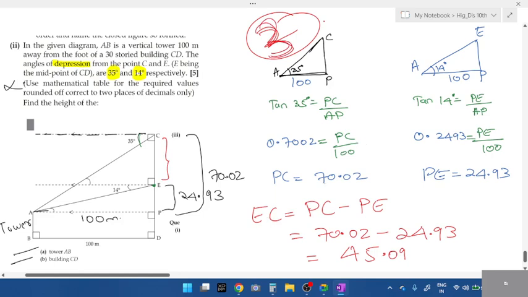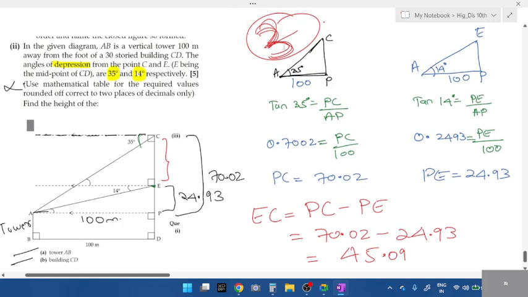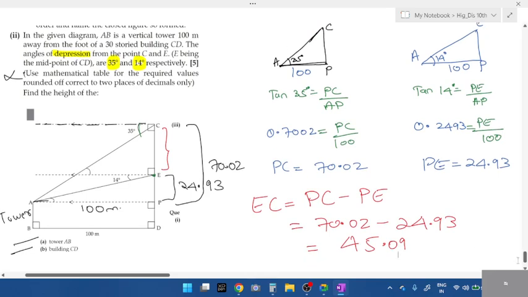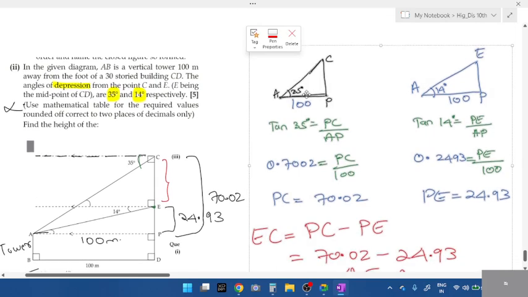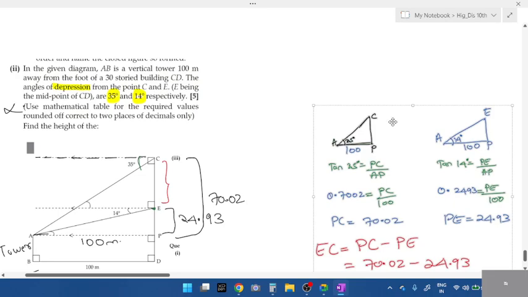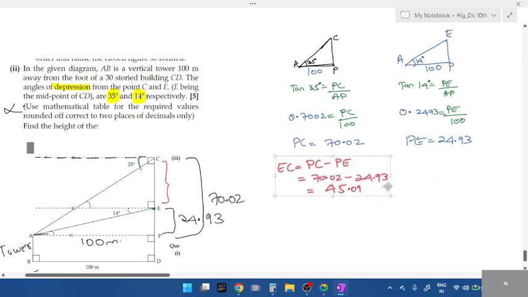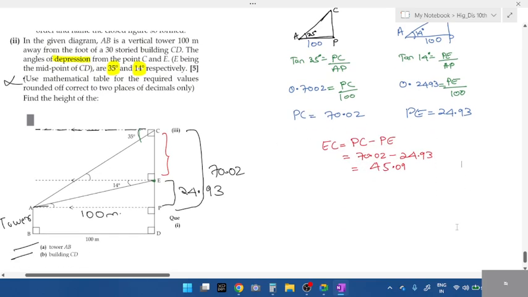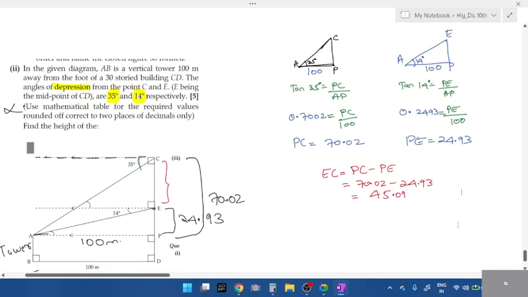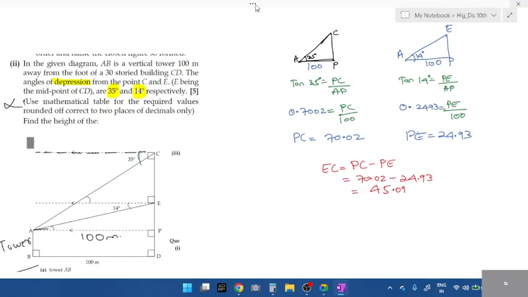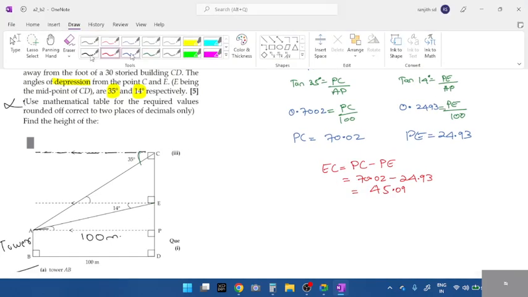EC is equal to 45.09. All of you got the EC value? Understood how? Okay, next one. If EC is 45.09, what about ED? E is the midpoint. So what about ED, students? It's not EC minus P. Think of an answer. E is the midpoint. It's the same, right? It's not half. Somebody said half. It's not half. It's the same.